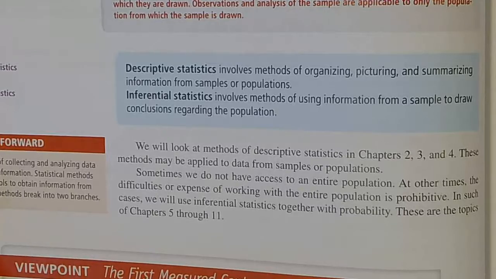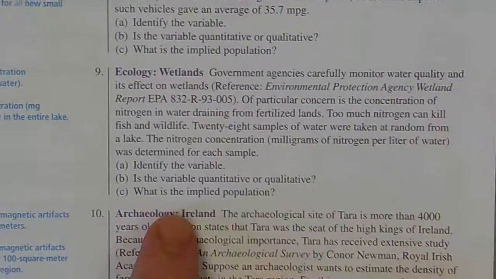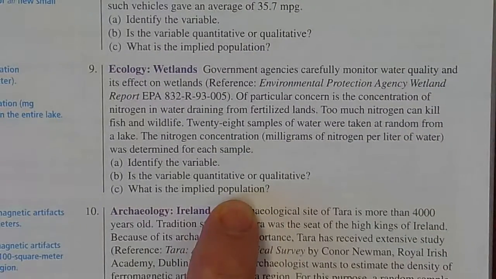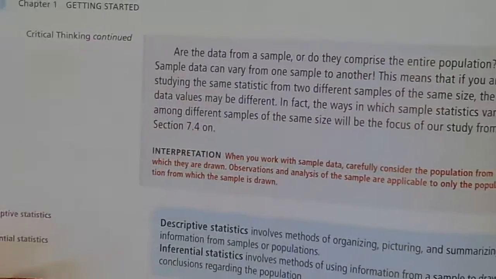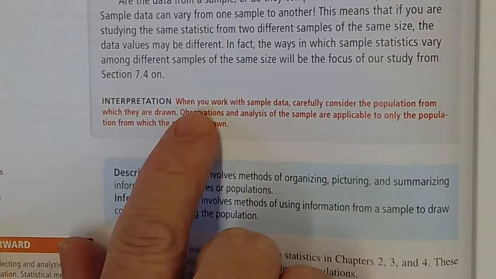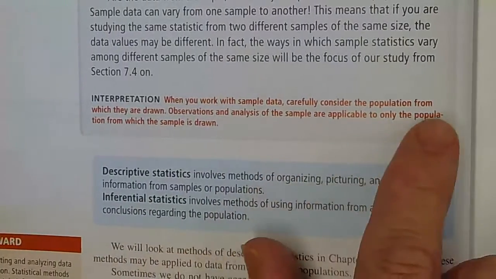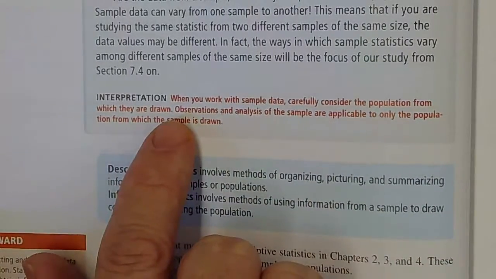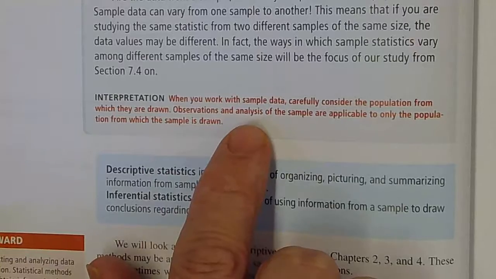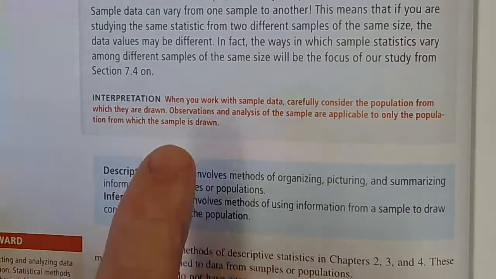Now, some of your questions are going to say this question right here. What is the implied population? All right, so let's talk about that. I'm going to have you write this down in just a moment. Let's look at what they're asking us or considering in this red text here. When you work with sample data, carefully consider the population from which they are drawn. Observations and analysis of the sample are applicable only to the population from which the sample is drawn.